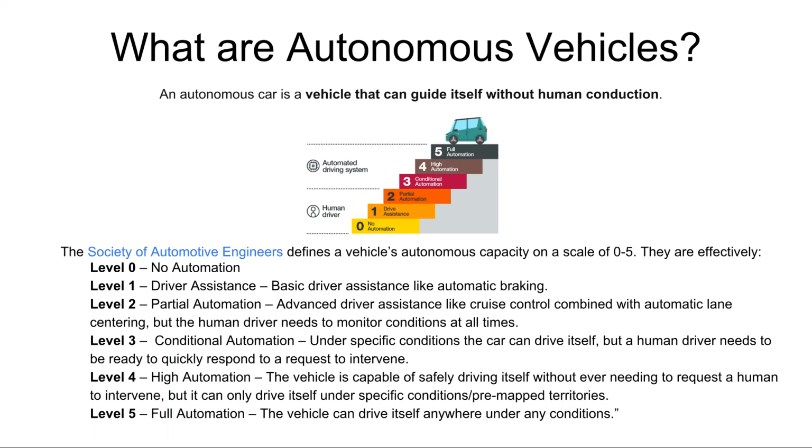Level 3, conditional automation. Under specific conditions, the car can drive itself, but a human driver needs to be able to quickly respond to requests to intervene. Level 4, high automation. The vehicle is capable of safely driving itself without ever needing to request a human to intervene, but it can only drive itself under specific conditions in pre-mapped territories. Level 5, full automation. The vehicle can drive itself anywhere under any conditions.